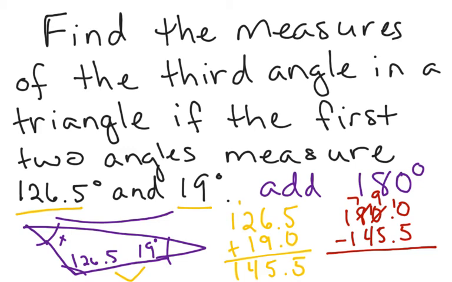Now we can borrow. 10 becomes 9. And now we have 10 minus 5, which is 5. Bring down the decimal. 9 minus 5 is 4. 7 minus 4 is 3. And 1 minus 1 is 0. So we know that the third angle in the triangle is going to measure 34 and 5/10 degrees.